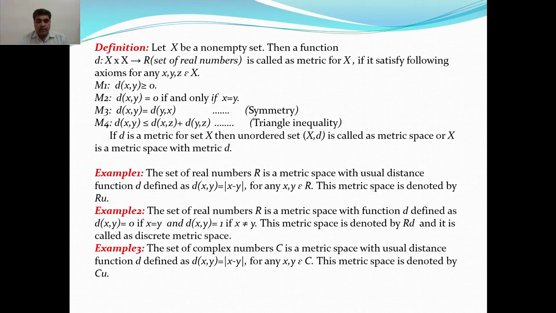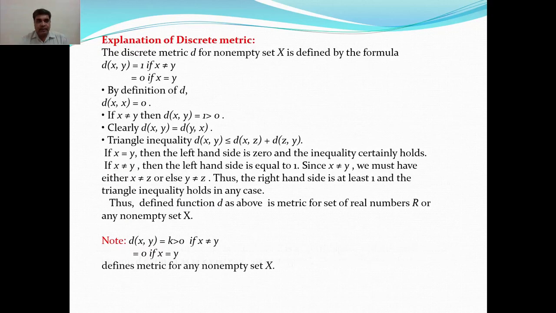I will give its solution in detail. By definition, d of xx is 0. If x is not equal to y, then d of xy is equal to 1, which is greater than 0. Then if x is not equal to y, it takes one value, therefore d of xy is equal to d of yx is equal to 1.